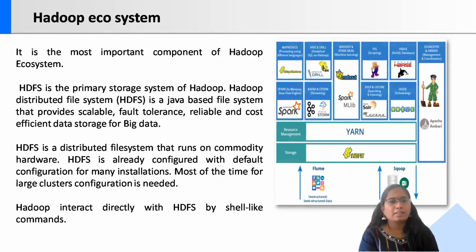Mainly I can say two things. One is HDFS, that is the storage system. HDFS means Hadoop Distributed File System, mainly the storage system for Hadoop. It's mainly a Java-based file system and helps provide fault-tolerant systems and cost-efficient storage for big data systems. It has a lot of shell commands to handle this storage and other activities.